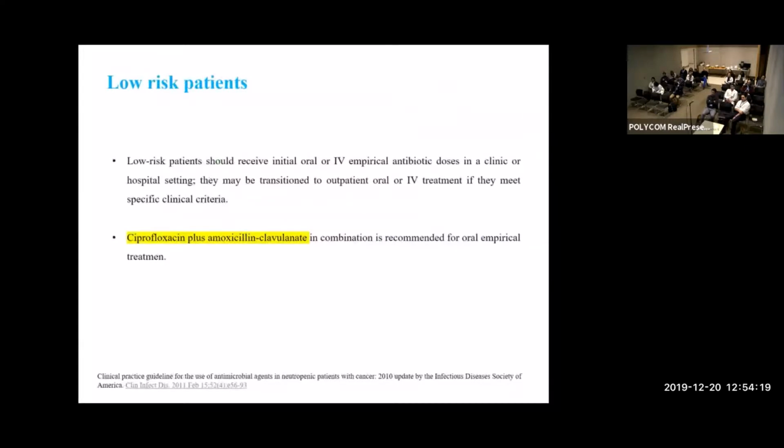And then what happens with the low-risk patients? For low-risk patients, as I said, if they're in the ED and you consider them low risk, you can give either oral or IV empiric antibiotic therapy. But then, if you decide that this patient can safely be discharged because you don't have any features of a high-risk patient, then ciprofloxacin plus amoxicillin-clavulanate is basically the regimen of choice.